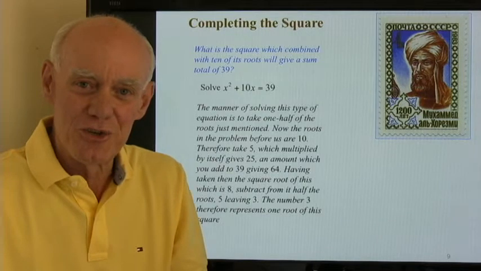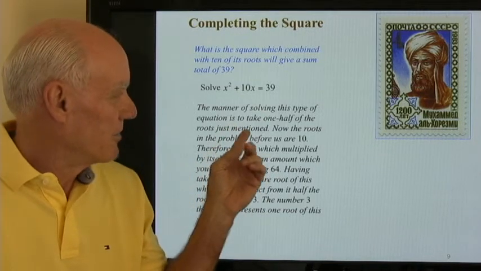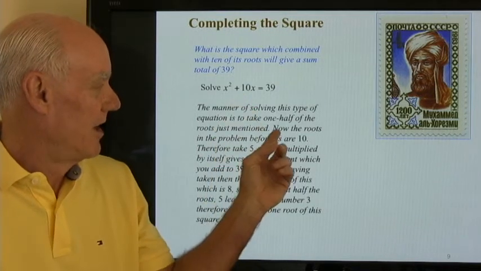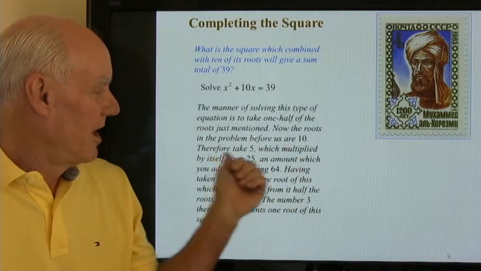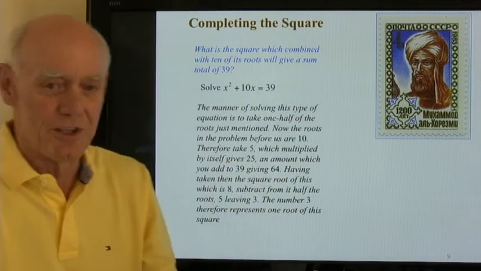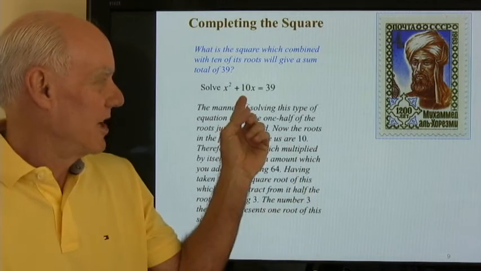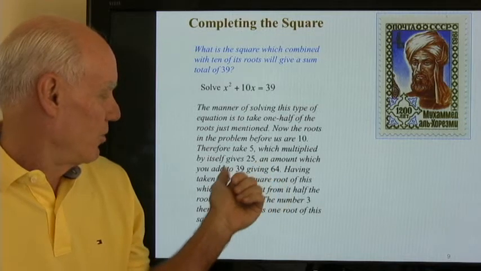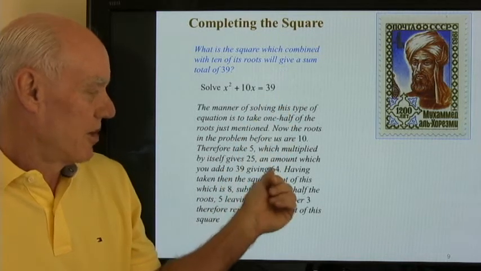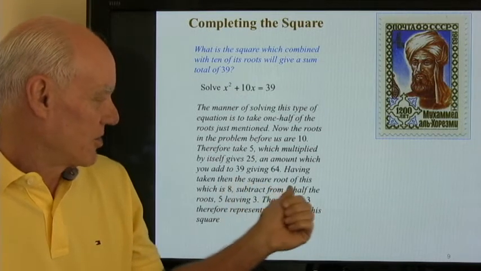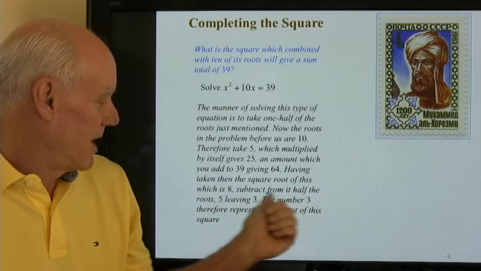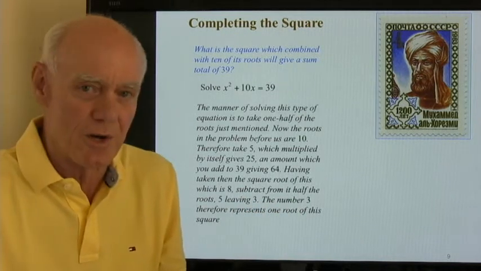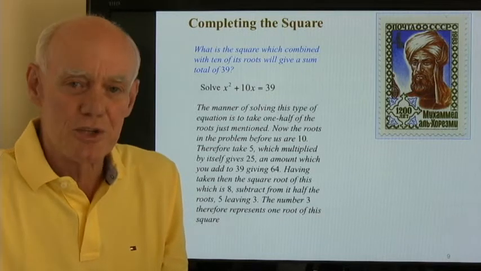All right, so here's the solution out of Al-Khwarizmi's book. The manner of solving this type of equation is to take 1/2 the roots just mentioned, so that's 1/2 of 10. Now the roots in this problem before us are 10, therefore take 5, which multiplied by itself gives 25. Okay, so Al-Khwarizmi takes half the coefficient of the linear term, squares it, and the amount which we add to 39 gives us a sum total of 64. Having then taken the square root of this, which is 8, subtract from it half the roots, 5, leaving 3. The number 3, therefore, represents one of the roots of this square. Okay, so that's Al-Khwarizmi's solution to this problem.